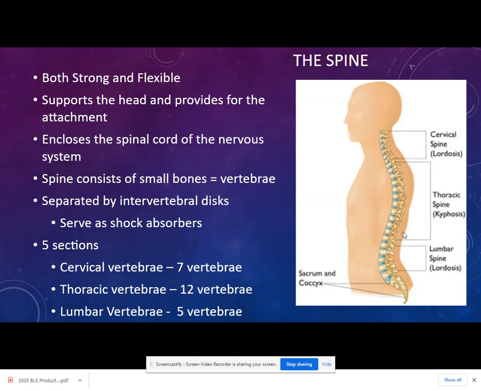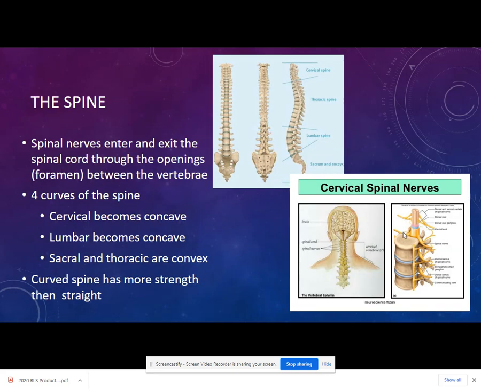There are 5 sections: the cervical, thoracic, lumbar, sacrum, and coccyx. The cervical has 7, thoracic has 12, and lumbar has 5. The sacrum and the coccyx, remember, are fused, so they don't have a set number.